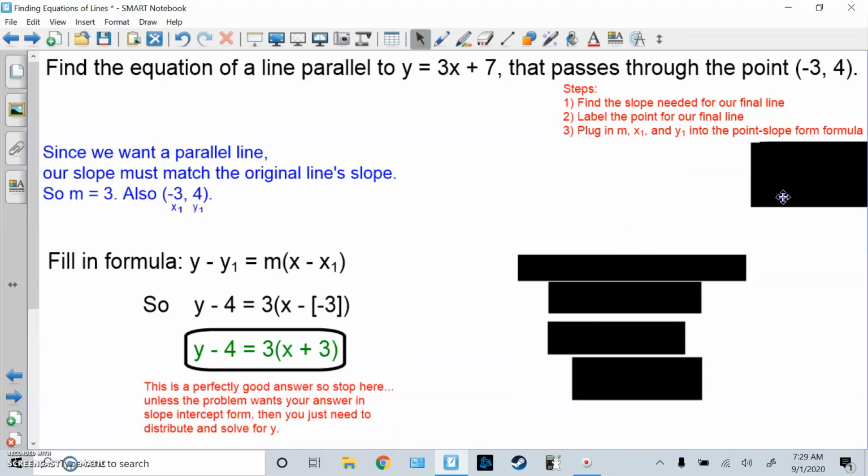So that is a perfectly good answer, so you can stop there, unless the problem wants you to keep going and they say answer in slope-intercept form. Then all you have to do is just distribute and solve for y. So let me also do that as well.